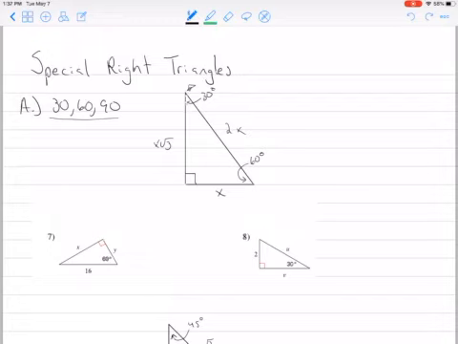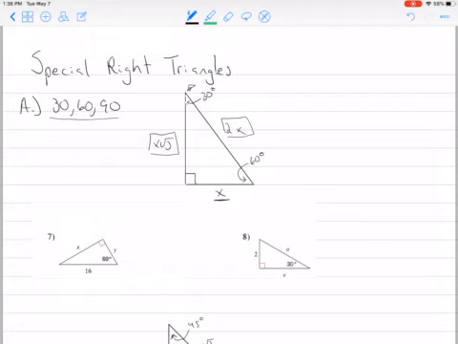Every 30, 60, 90 right triangle in the world has these following proportions. The smallest angle is across from the smallest side. This is x. X is across from 30. Okay? Across from the largest angle, the 90-degree angle, is 2x. And across from 60 is x times the root of 3. Those proportions will always be true for every single 30, 60, 90 triangle in the world.